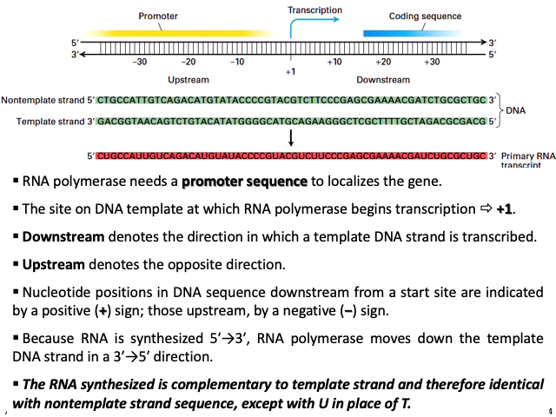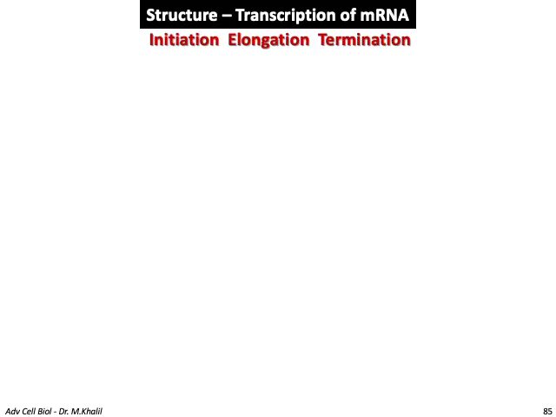So you can see here, again, the DNA is divided into non-template and template strand. The template strand is transcribed into an RNA complementary to the template strand. Of course, U is in place of T. So we'll talk here about transcription of messenger RNA. The transcription of messenger RNA generally is divided into 3 major steps: initiation, elongation, and termination. So we'll start by talking about prokaryotic transcription.